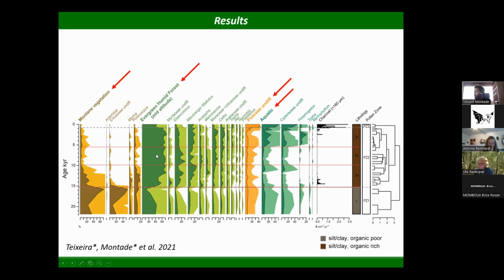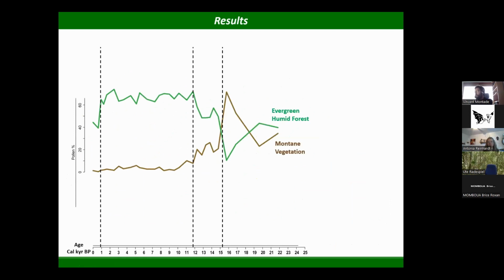So we can focus on the main vegetation types. For example, mountain vegetation is a sum of all the brown taxa: Artemisia, Ericaceae, Myrica, Podocarpus. The evergreen humid forest sum is a sum of all the green tree taxa. Then we can also look at Poaceae and aquatic plant taxa, and compare them all together. Based on these main results, before 15,000 years before present we have a mixture of evergreen humid forest and mountain vegetation. Then from 15,000 years before present, we have an important decrease of mountain vegetation and an increase of evergreen humid forest, showing rainforest development at the expense of mountain vegetation.